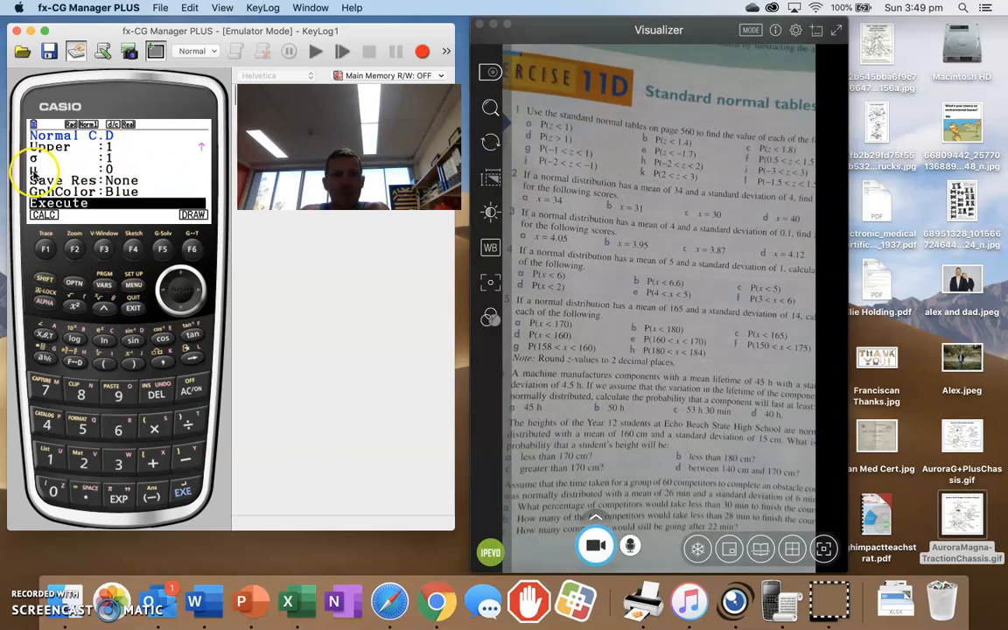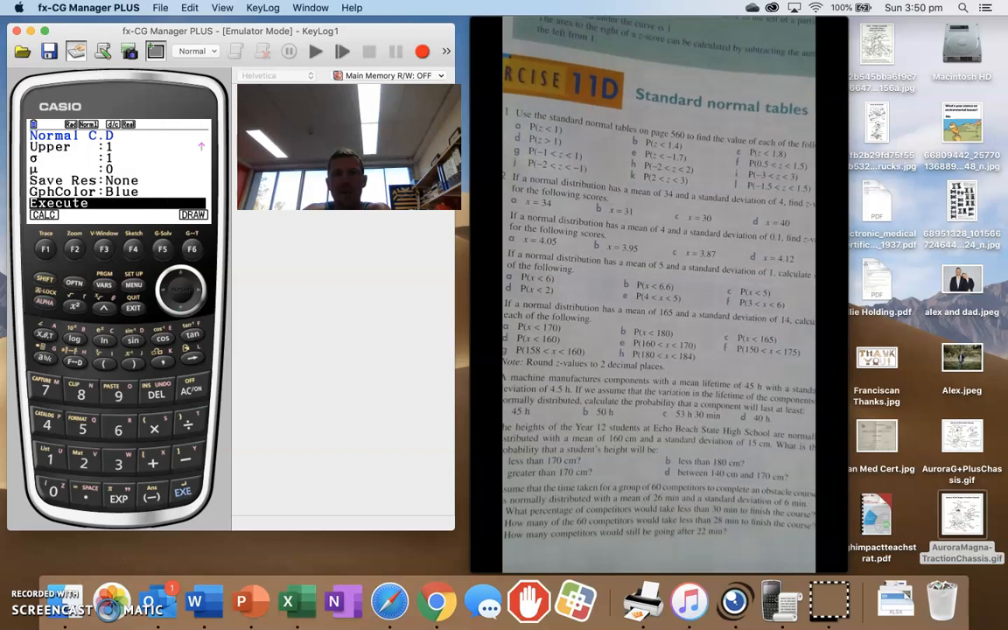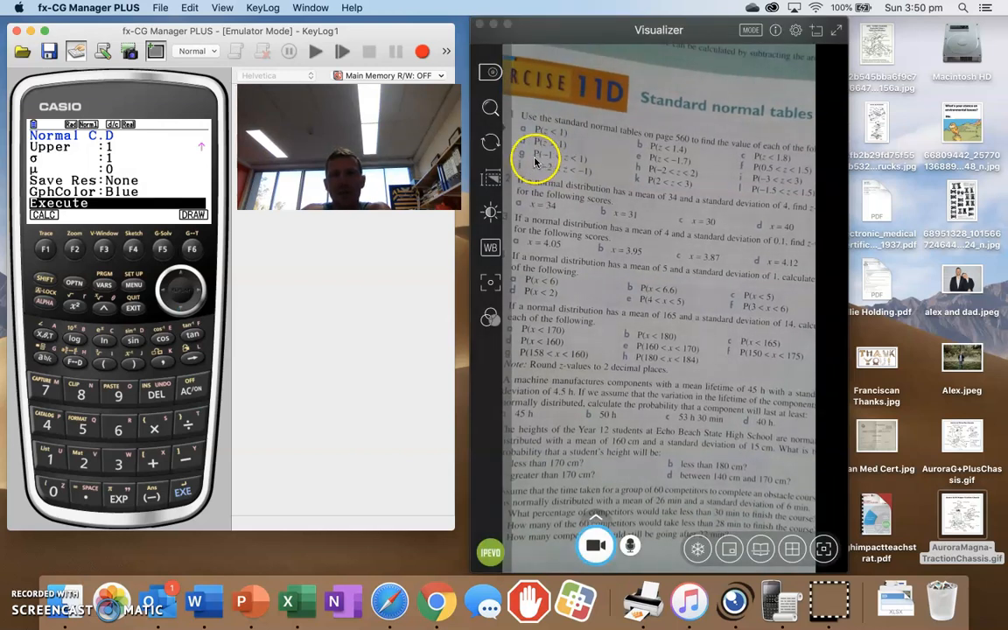Going back again, what we did is because we had a Z score, we reset the mean, which is this funny U, to zero. Standard deviation we set to one, and then we work out what it is. So we want to know a Z score of one or below, and negative 1,000 is well below one. And then we go execute.